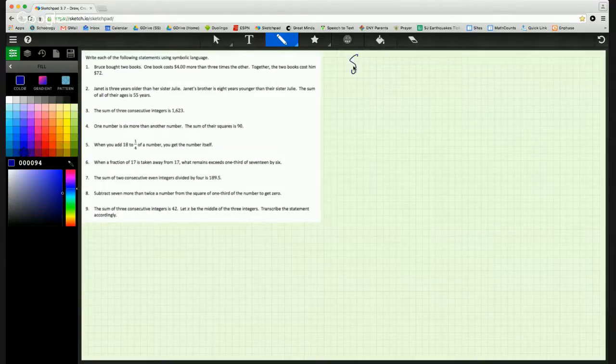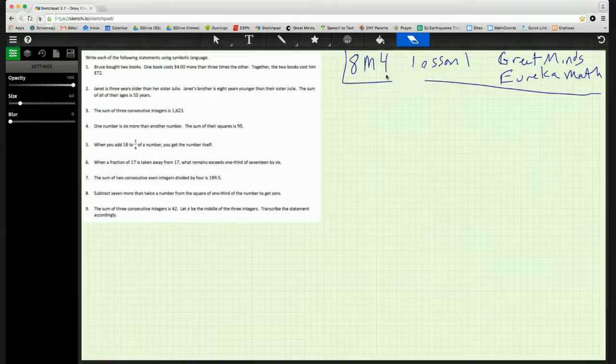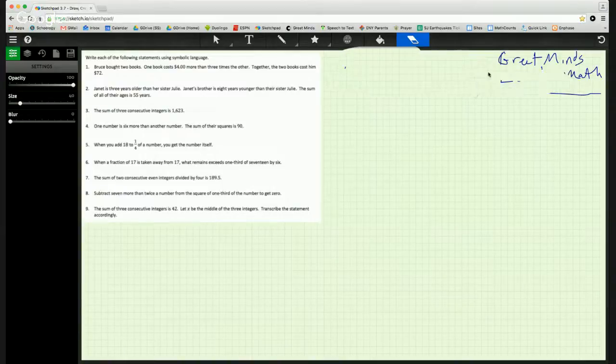So these are out of 8M4, lesson 1, Great Minds, Eureka Math. And we're just going to work each example 1 through 9. We'll see how far we get as we explain word problems. Okay, so let's go.